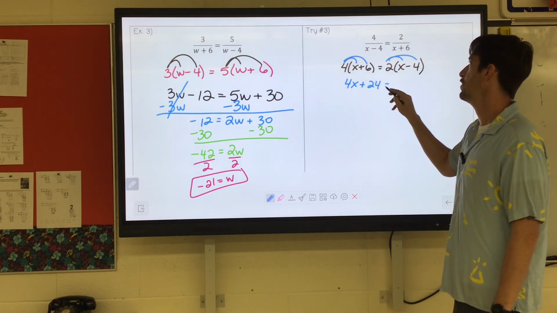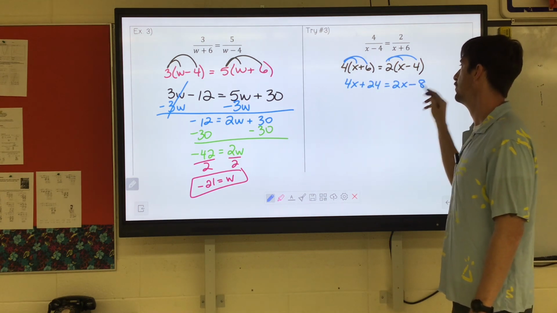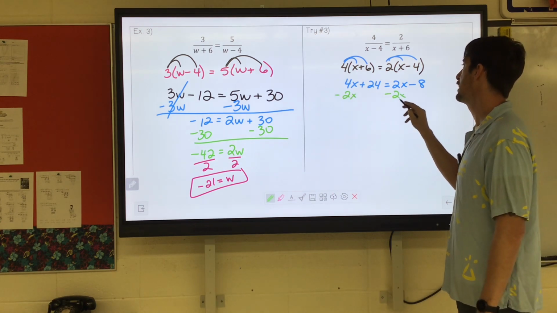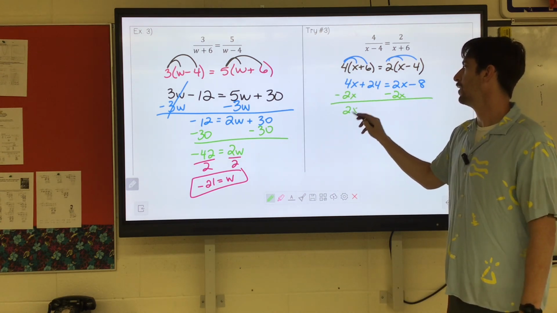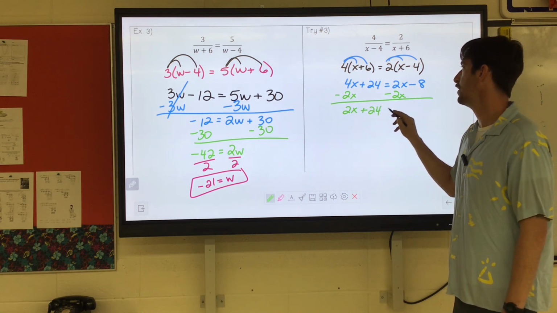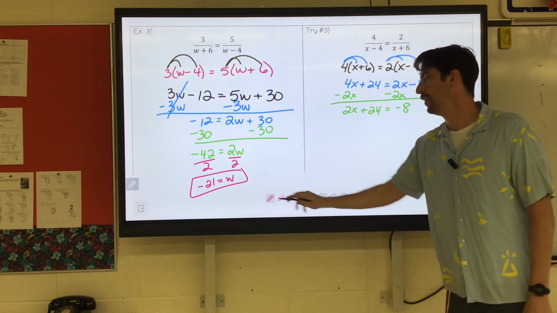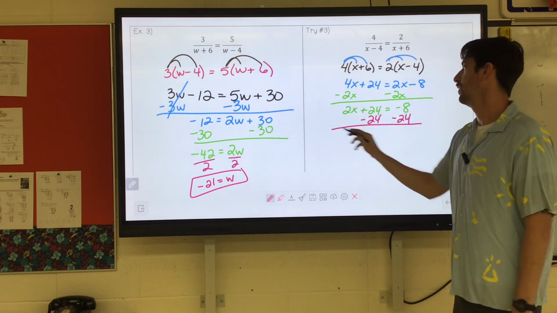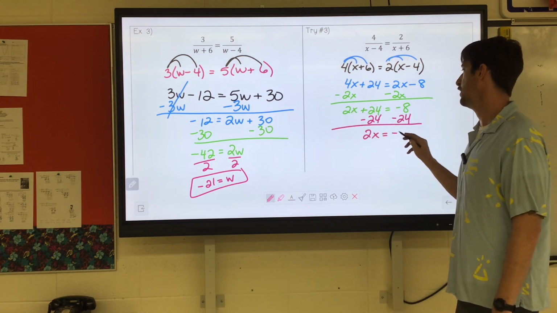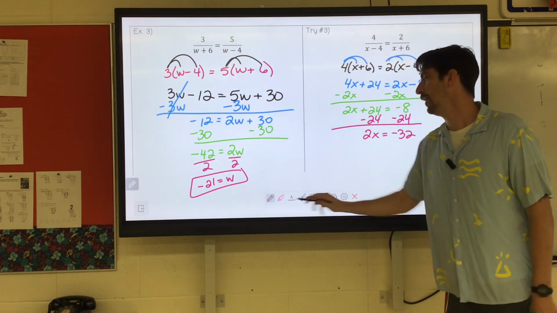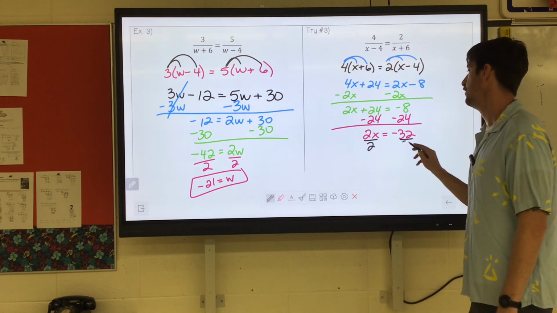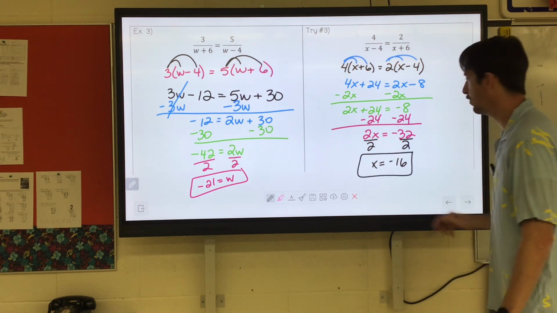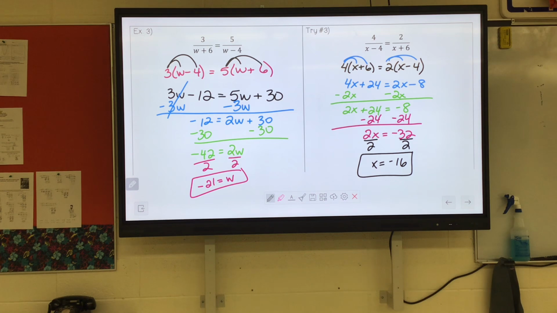Plus 24 equals 2x minus 8. We'll go ahead and subtract 2 x's from both sides. 2x plus 24 equals negative 8. We can get rid of plus 24 by subtracting it. 2x equals negative 32, and we'll divide it by 2, which would give us x equals negative 16. Hopefully you feel pretty fresh about that one, but that was pretty tough.